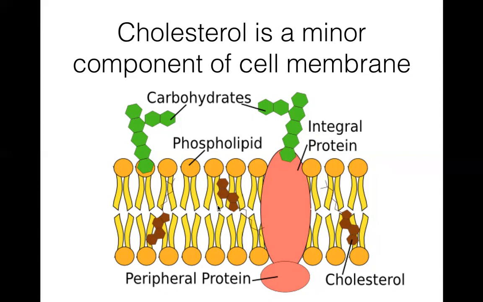So they keep the cell membrane fluid. That means that they prevent the cell membrane from crystallizing when the temperature is low. So it prevents the cell membrane from becoming too hard when the temperature is low. It also prevents the cell membrane from becoming too soft when the temperature is high. So in other words, cholesterol maintains an acceptable level of membrane fluidity.